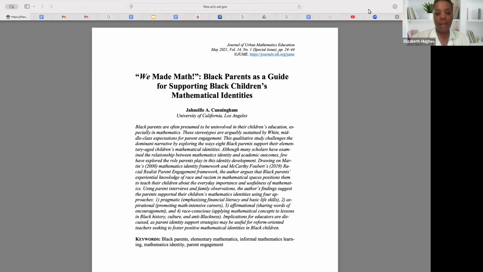I'm going to be doing a quick video analysis of an APA 7th edition style format being used in a peer-reviewed article from the Journal of Urban Mathematics Education, titled "We Made Math: Black Parents as a Guide for Supporting Black Children's Mathematical Identities." And I am going to be highlighting four of the major APA features.